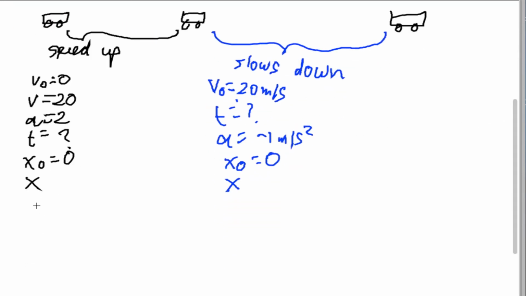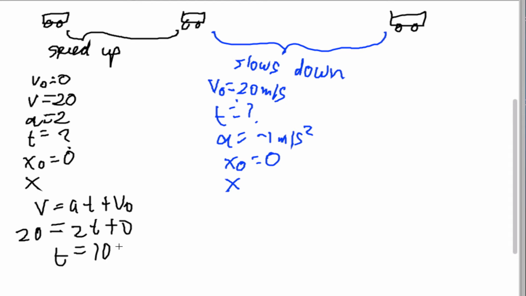So to get the time, I'm just going to use v equals at plus v naught. That'll be 20 equals 2 times t plus 0, and t is going to be 10 seconds for the first part. Then for the second part, I go ahead and do the same thing.